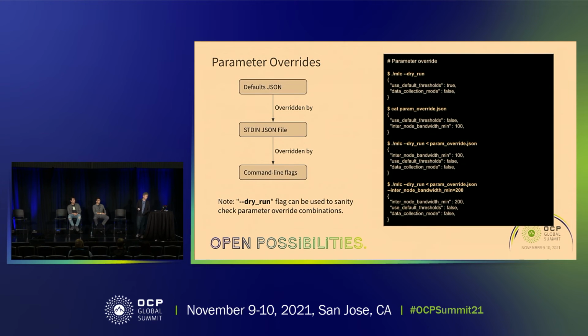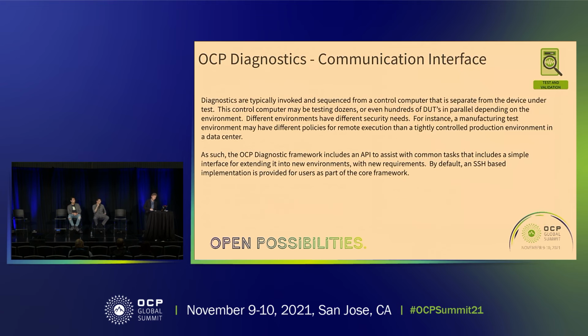Here's what our parameter overrides look like at different levels of where you can go in and override the profile. By default, we'll have a default JSON file. You can override that with your own JSON file, and you can override that again with different command line flags. Now, as you have all these different levels of overriding the parameters, it can get confusing. To help, we provide a dry run flag. This does not run the diag. All it's going to show you is what parameters were used in its execution.